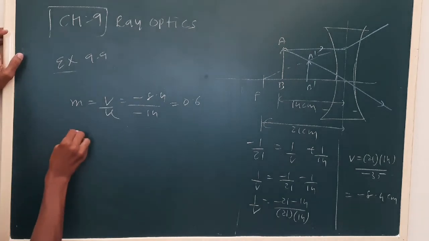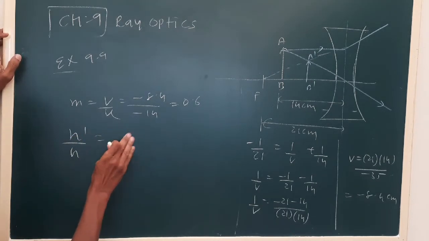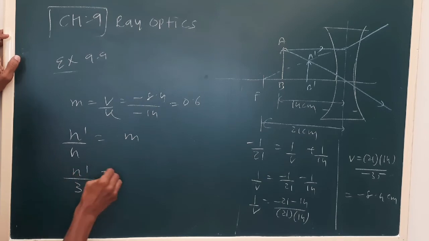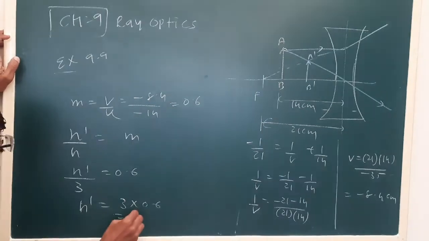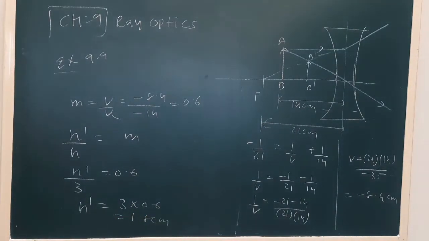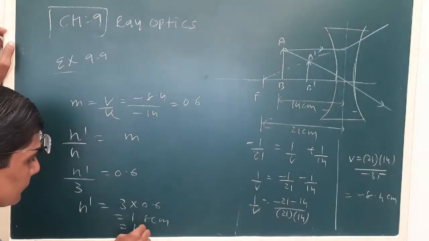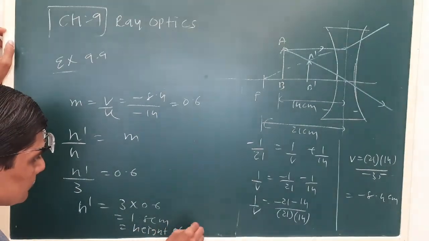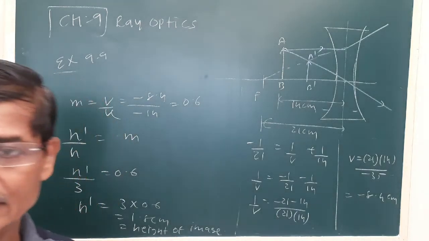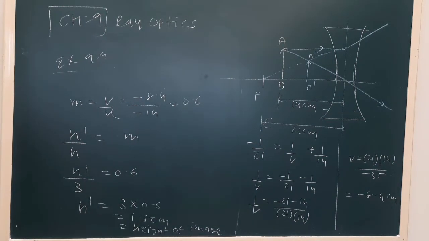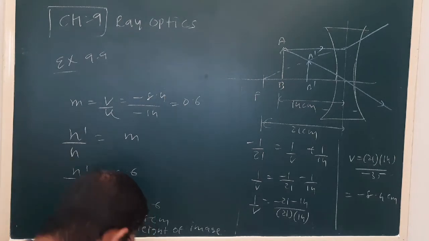Now our H dash by H is V by U or M. H is given as 3 centimeter. Now this is the height of the image. H dash is the height of the image. This is how we can solve. This is how we can check that the image formed by a concave lens is always virtual, erect and smaller than the object. Now next is exercise sum number 9.10.